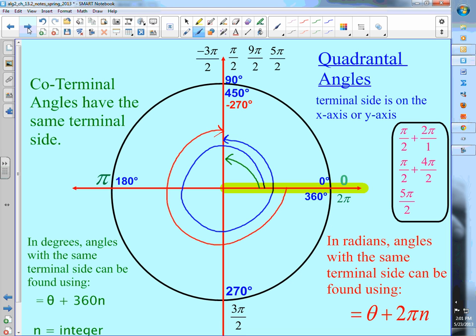Can we choose whether we want to use the radians way or the degree way? Well, if I ask you to do an angle that's in radians, you need to be in radians. And if I ask for degrees, you got to be in degrees. The problems are going to direct you.